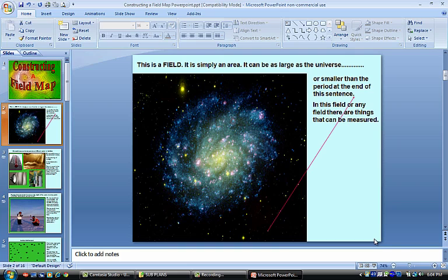Okay, this is a picture just of a field. It's just an area. It can be as big as a large universe or as small as a rock. It could be pretty much anything, but this is to give you an idea that anything can be a field.